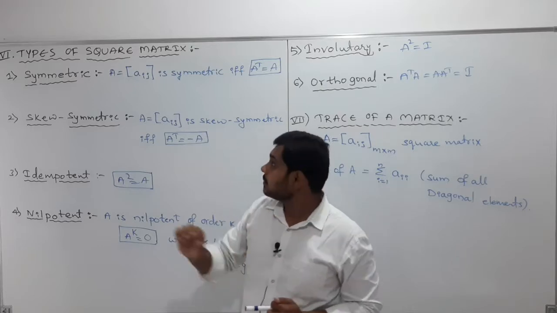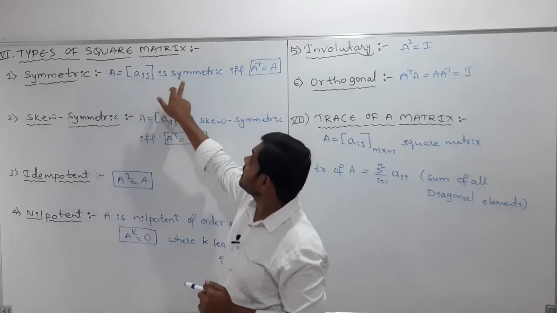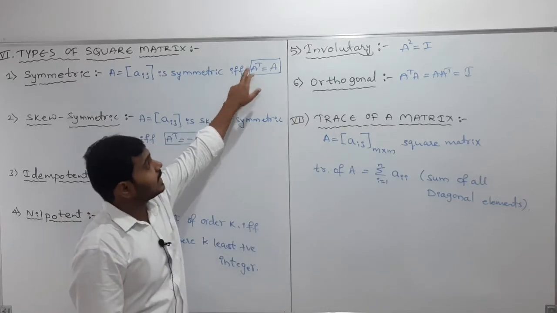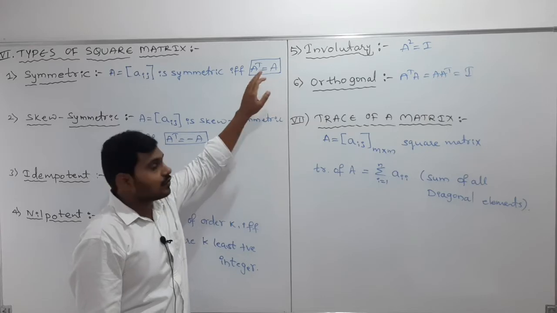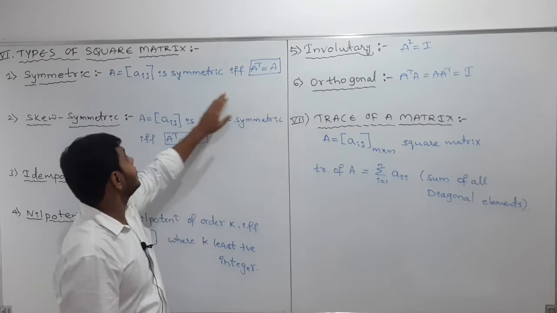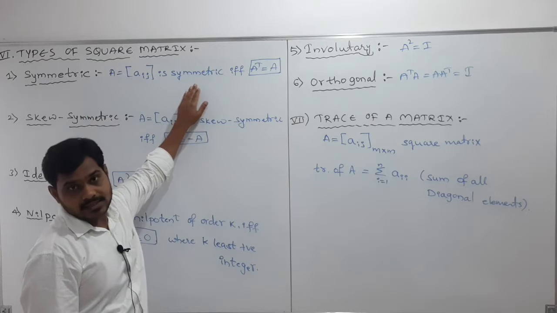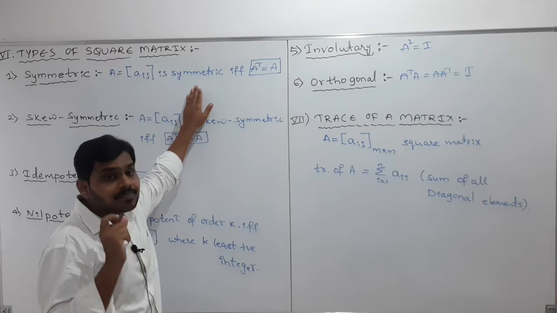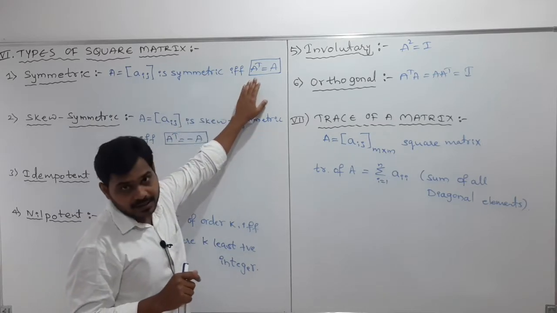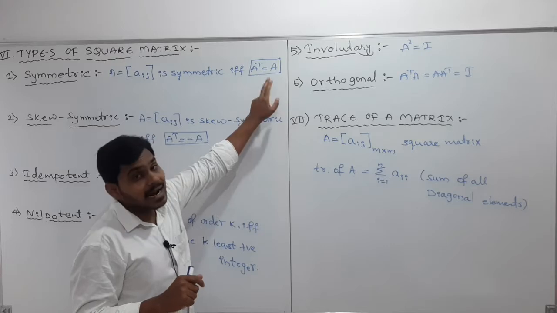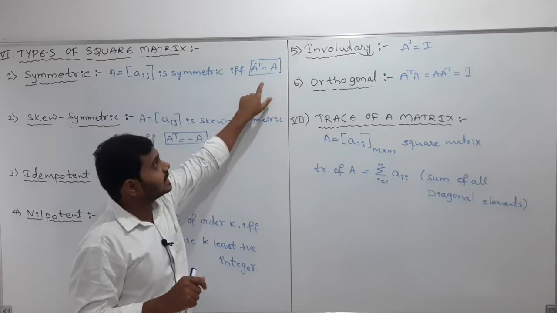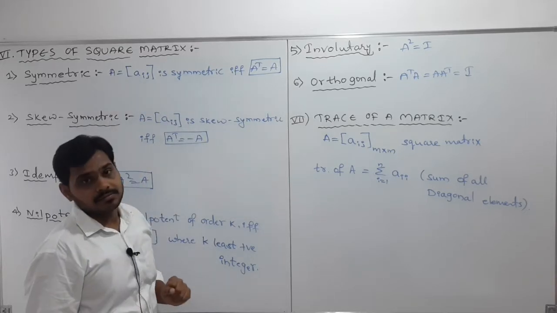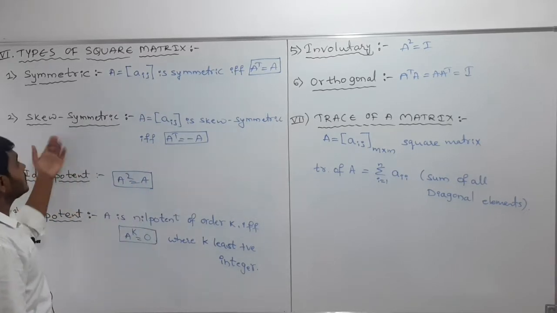Any square matrix A = [aij] is said to be symmetric if and only if A transpose is equal to A. If we have this case, then we can say that matrix A is a symmetric matrix. So what is the meaning, my dear students? Any matrix A is said to be symmetric if you take the transpose of that matrix, that should be the same as the matrix itself. If it satisfies this condition, then we can say that A is a symmetric matrix. Clear?